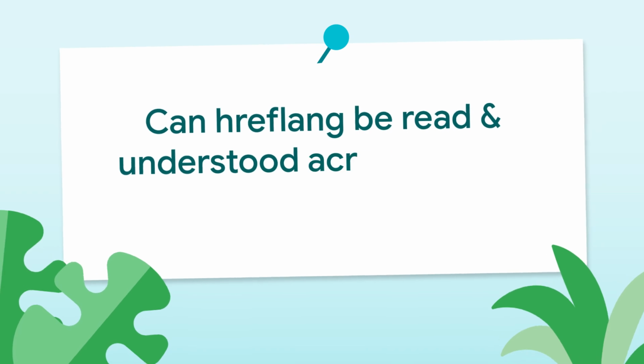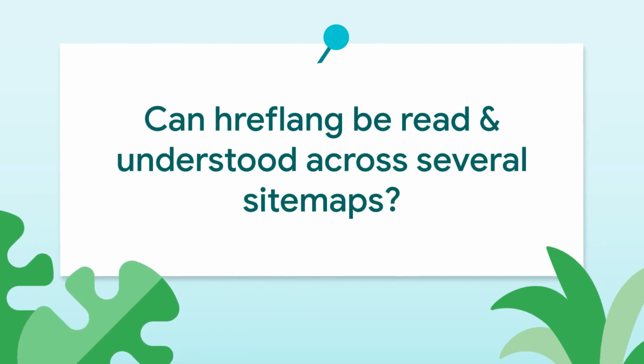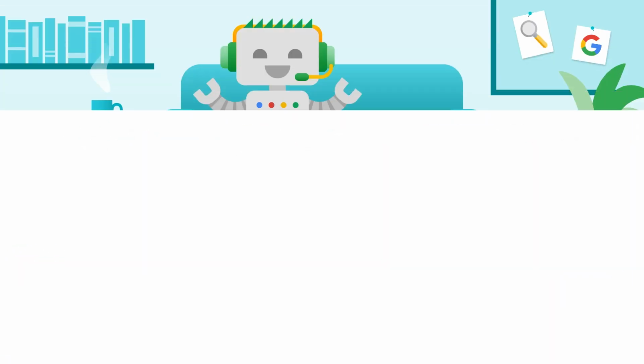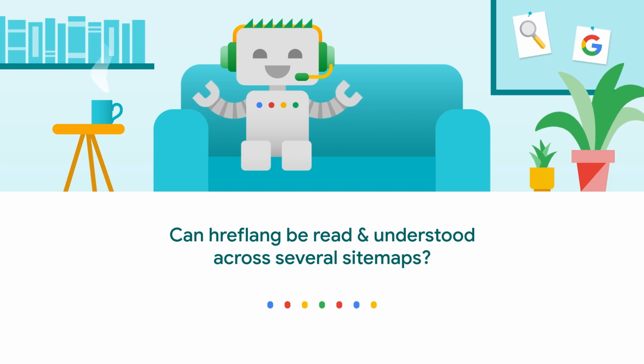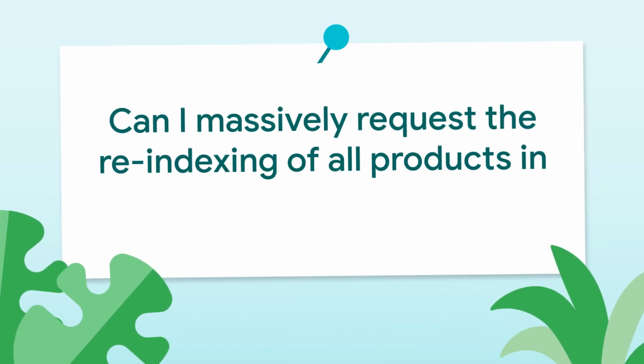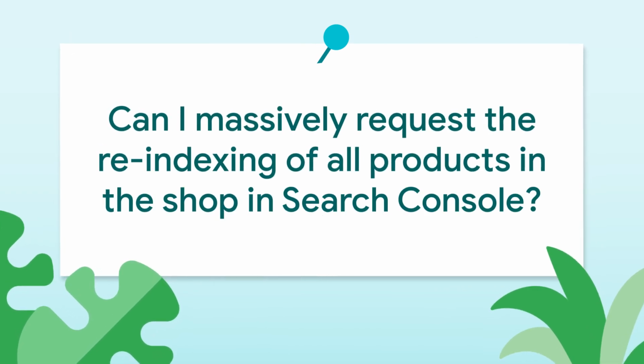Frederick is asking, can hreflang be read and understood across several sitemaps? Or do you need all URLs sharing the same language in the same sitemap? So one sitemap for DE, for CH, and for AT? You can do either approach, whichever is easier for you to manage. I would check out our documentation on cross-site sitemap submission and the hreflang documentation. There's more info on there about what you need to make this happen, depending on the approach you pick and submission method.